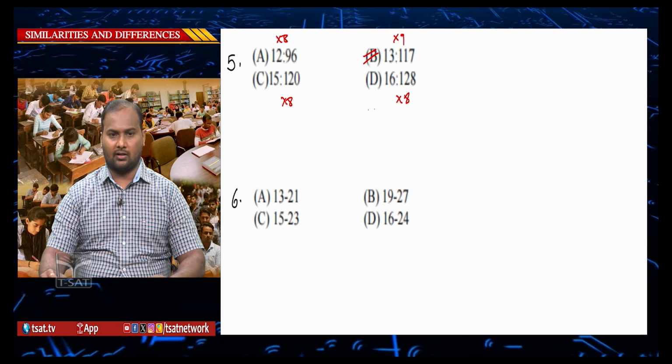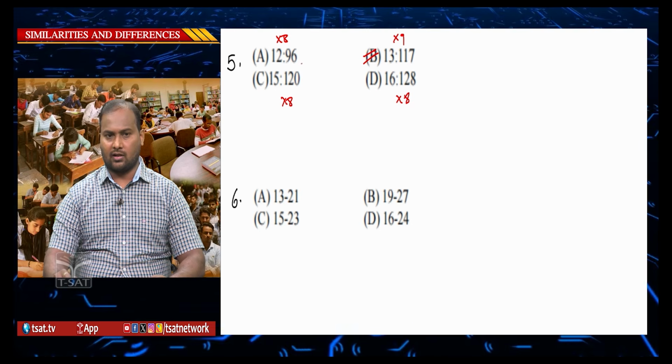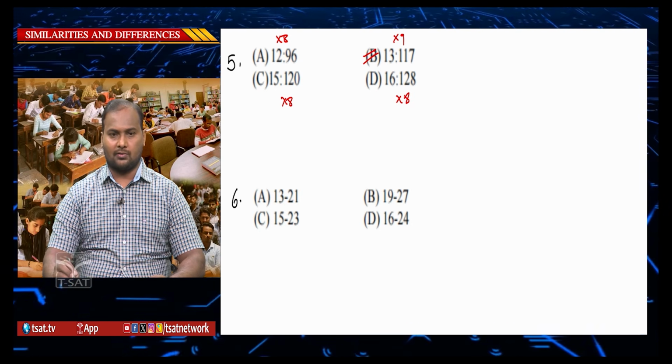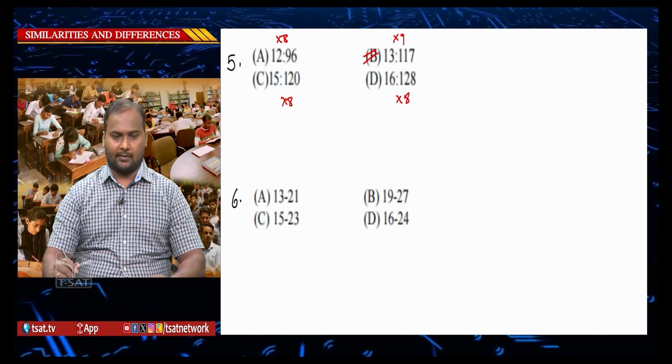What is the similar thing in the remaining 3 cases? The similarity is in 3 cases, everything is multiplied by 8. And what is the different one? The different one is option B, because it is multiplied by 9.